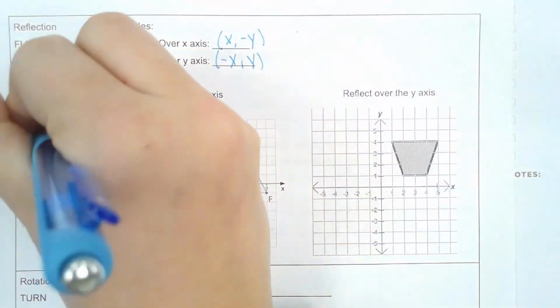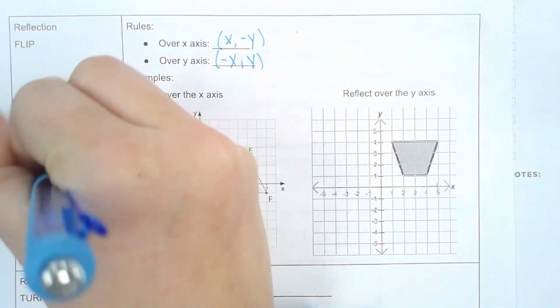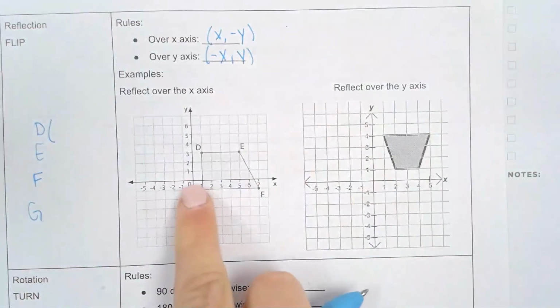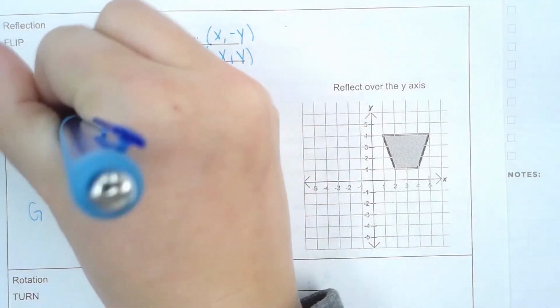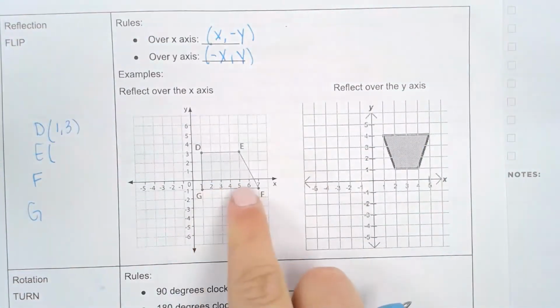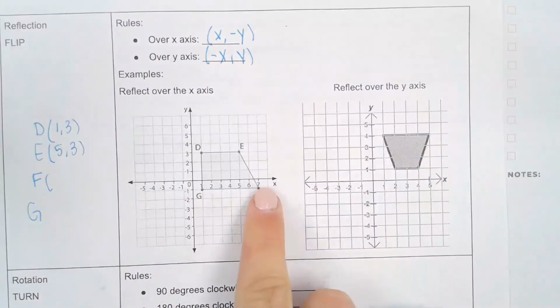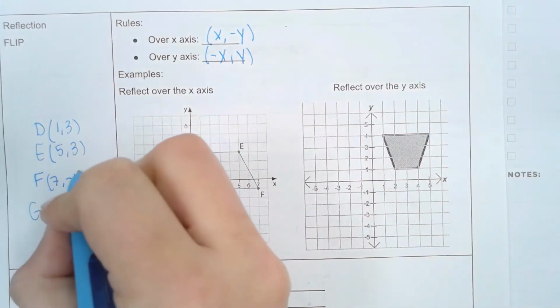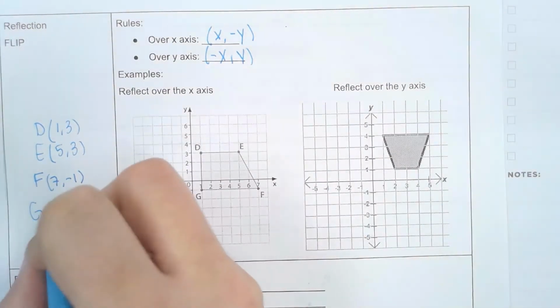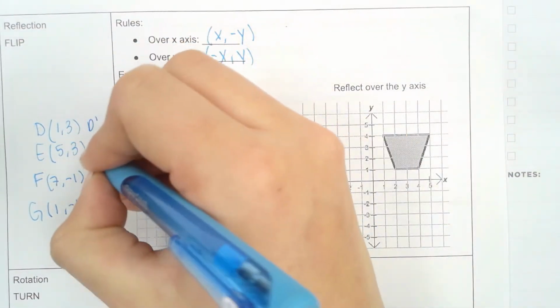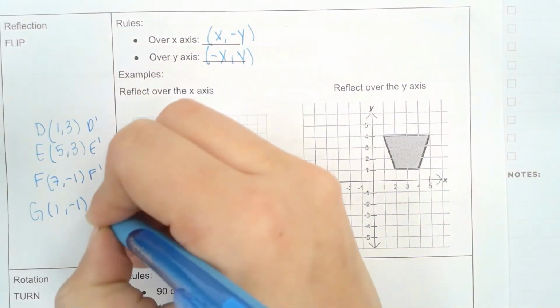So we have D, E, F, and G. So D is at 1, 3. E is at 5, 3. F is at 7, -1. And G is at 1, -1. And what you can do is to figure out all of your primes.